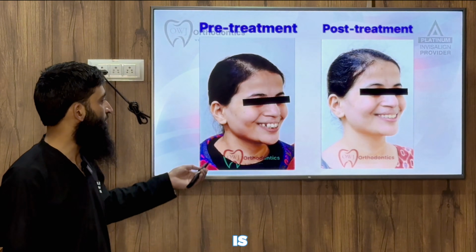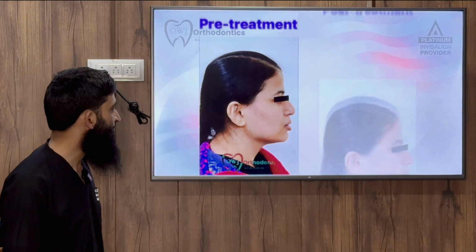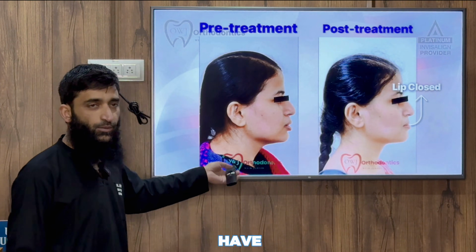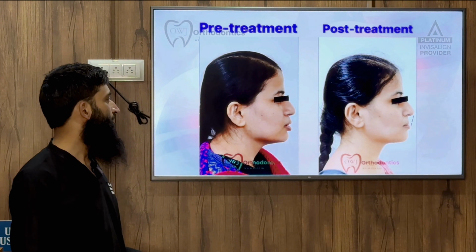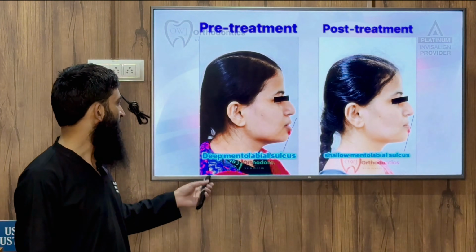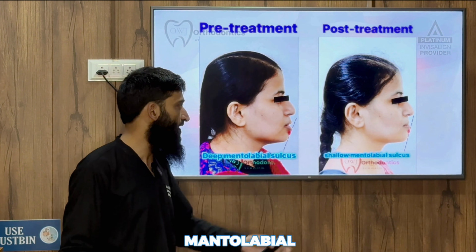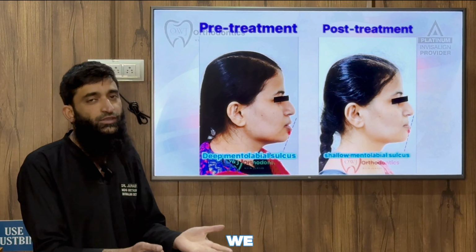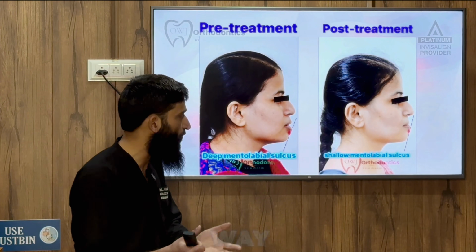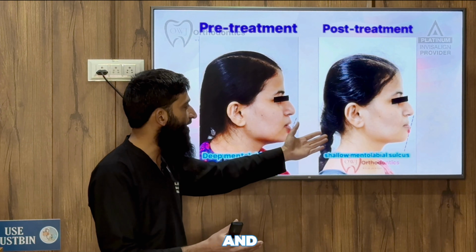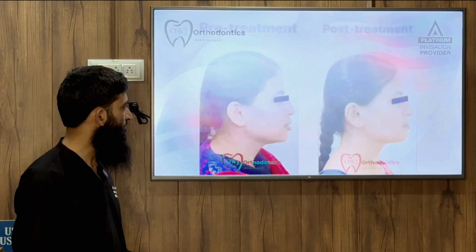And this is the 3/4 smile view. This is the profile view, where the lips have become competent. And the deep mentolabial sulcus becomes a shallow mentolabial sulcus, because the proclination we have addressed in an excellent way. Because of that, the lips became competent and the profile got better.